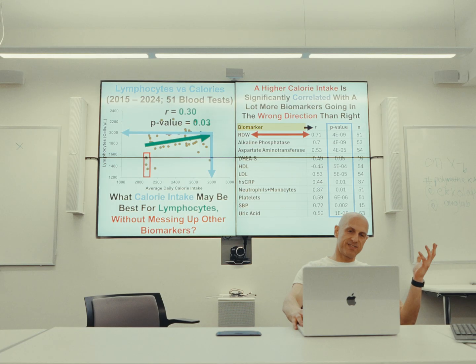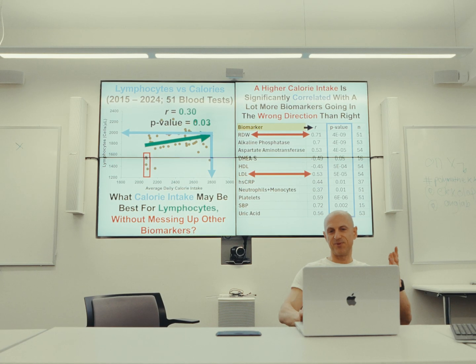And then, we can see one other on the list because Nick's in the crowd. We can see that LDL, in my case, higher calories are significantly correlated with higher LDL, which I've got going in the wrong direction for now, but I'm open to the idea that a little bit higher than where I am may be actually good for health. But that's a story for another day.